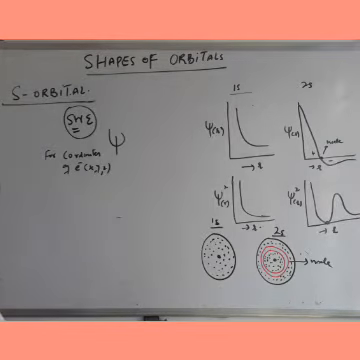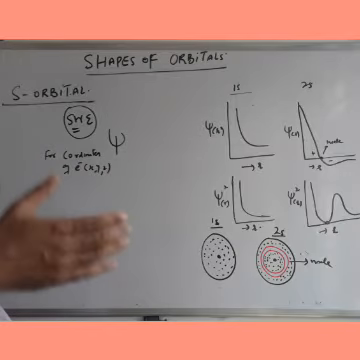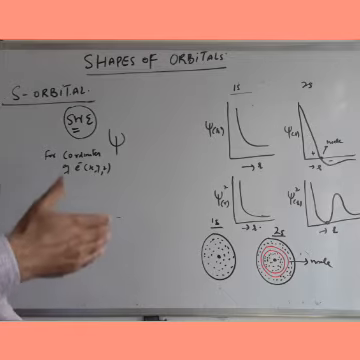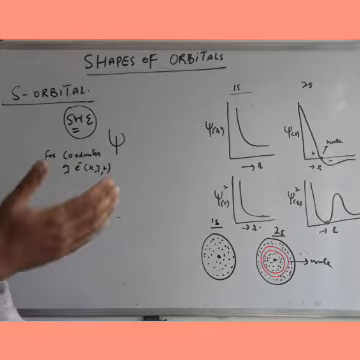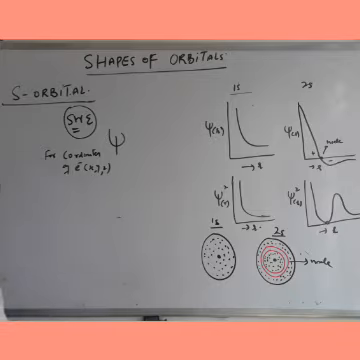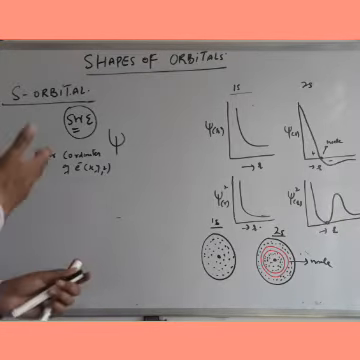We'll discuss shapes of orbitals. We have different types of orbitals. We have s orbital, p orbital, d orbital, and f orbital. So first of all, we'll take the s orbital, the shape of the s orbital.